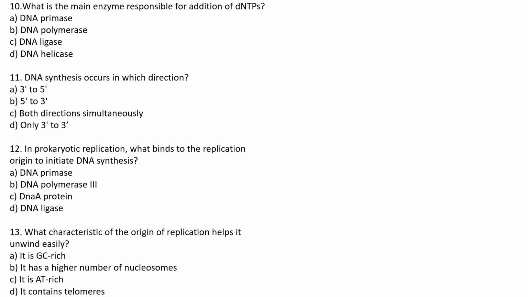Okay, here is a question that relates to the previous one. What characteristic of the origin of replication helps it unwind easily? Option C. That's correct. So it's AT rich, meaning that it can be melted much more easily.